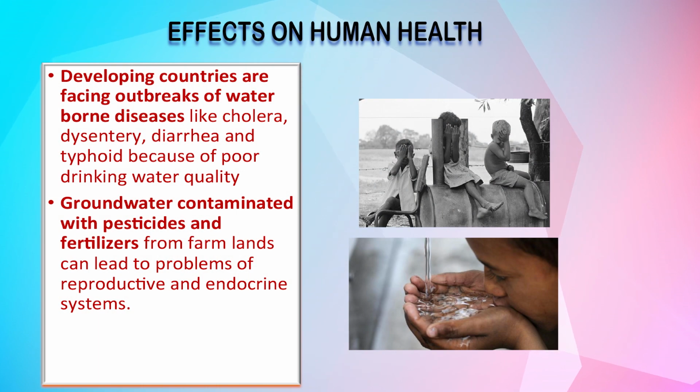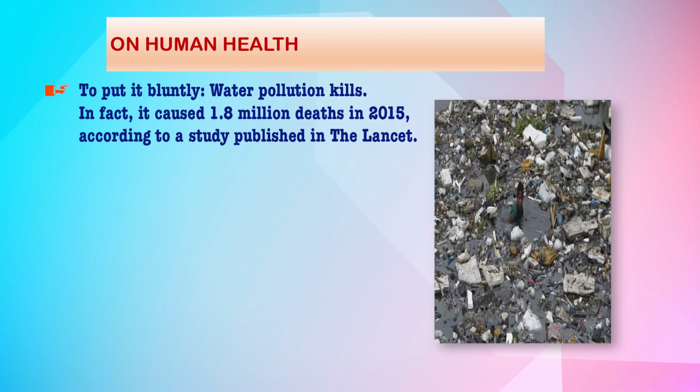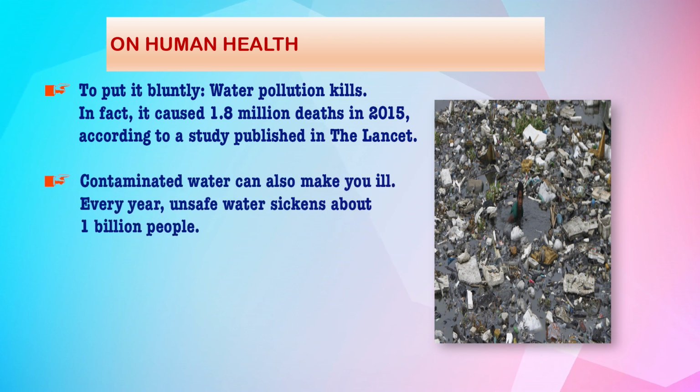The developing countries are facing outbreaks of waterborne diseases like cholera, dysentery, diarrhea and typhoid because of poor drinking water. Groundwater contaminated with pesticides and fertilizers from farmlands can lead to problems of the reproductive and endocrine systems in human beings. Besides this, we can say bluntly that water pollution kills, with an approximate 1.8 million deaths in 2015. According to a study published in the Lancet, contaminated water can make you ill every year. Unsafe water sickens about 1 billion people.